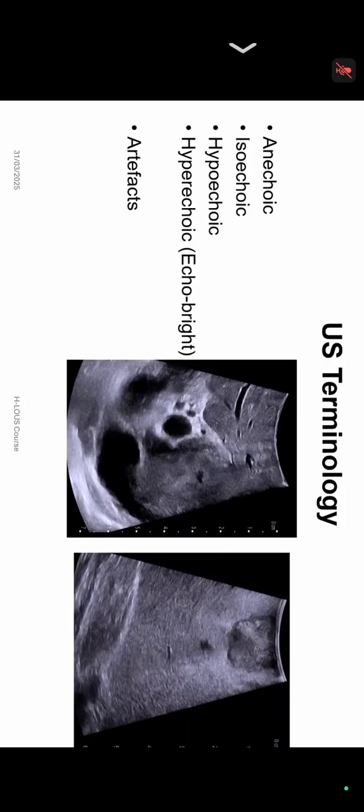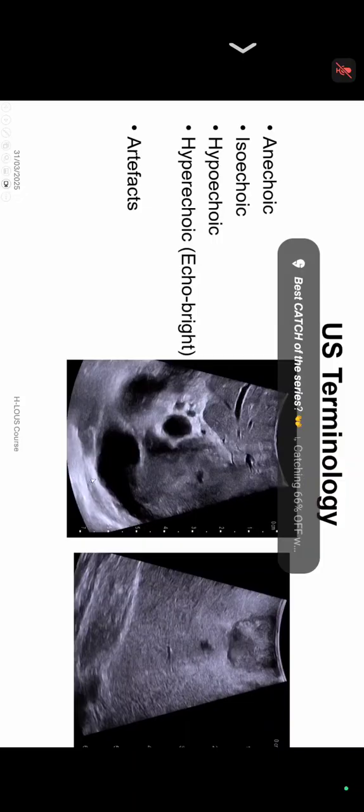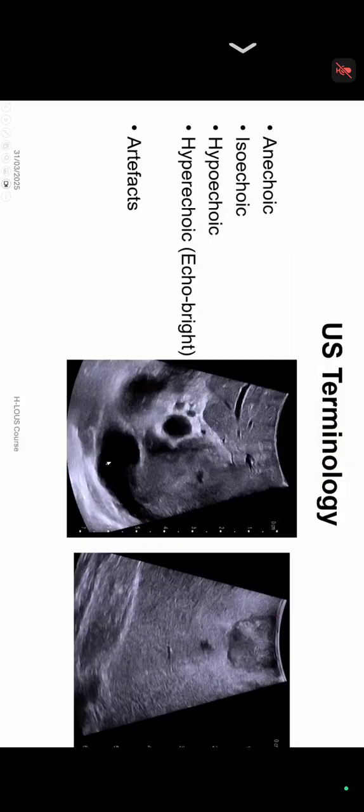So anechoic means completely black. Iso is when you're talking about two things together. Hypo means gray, basically. So this is hypoechoic. That means some of the ultrasound waves are going through, some of them are coming back. So that's gray. What about hyperechoic? That is bright. So this is hyperechoic. That is hyperechoic, that is anechoic, that is hypoechoic, and that is isoechoic in comparison to this.